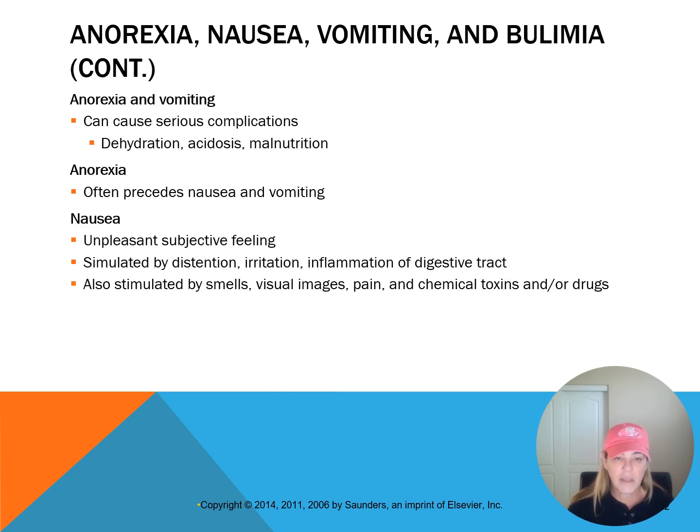So anorexia and vomiting will cause serious complications because you're losing the food that you've taken in, you're losing the bile that is in your stomach that helps break food down. You can become acidotic from vomiting, or alkalotic. Actually, more likely you're going to be alkalotic because you're losing that hydrochloric acid through the vomiting. Anorexia often precedes nausea and vomiting. When your stomach is not feeling well, you don't want to eat anything because you're just feeling like you're going to throw it back up.